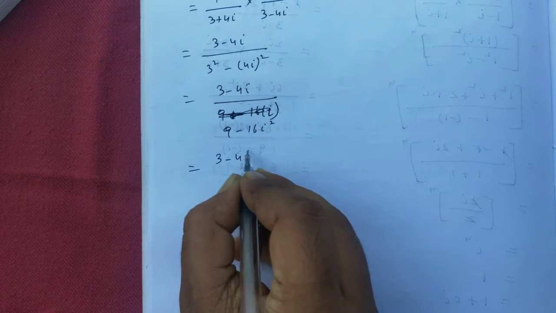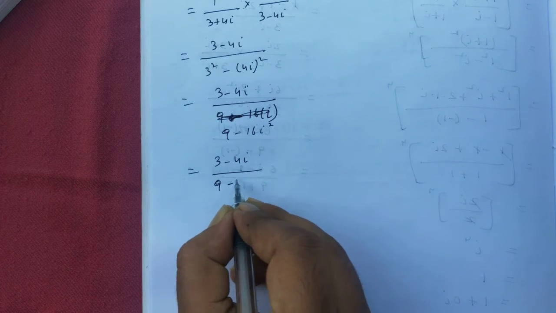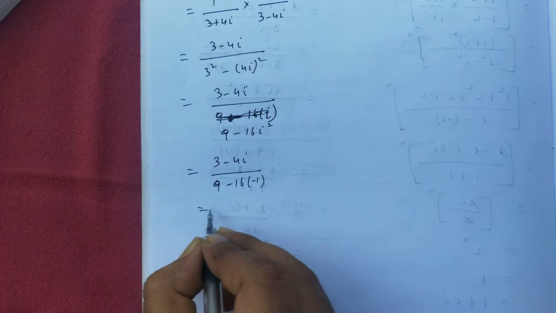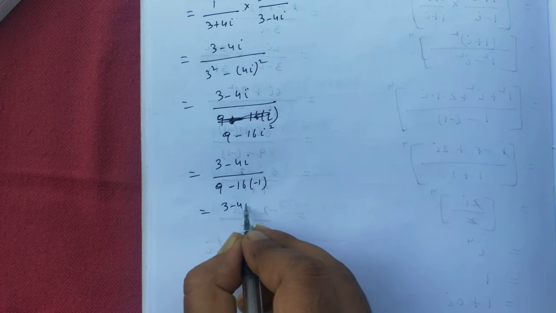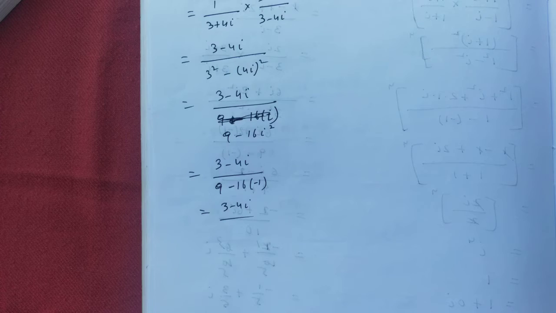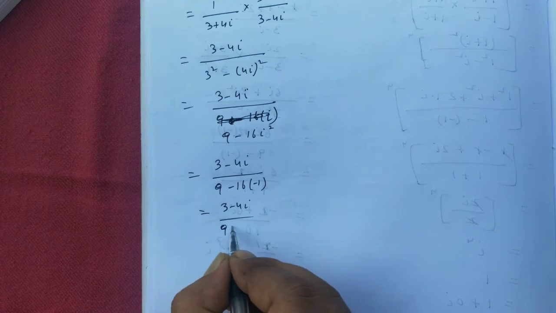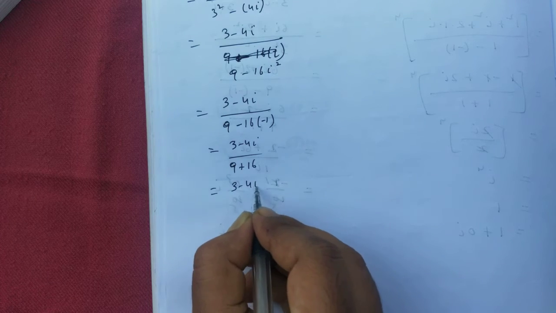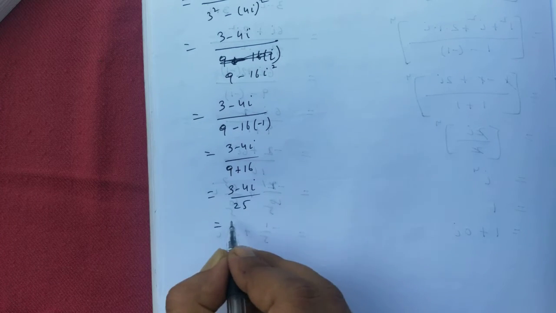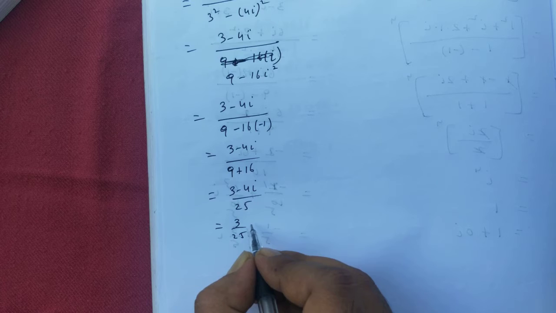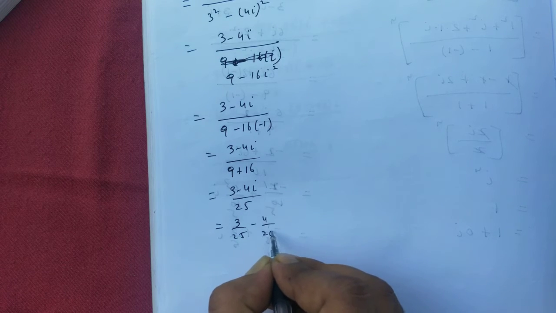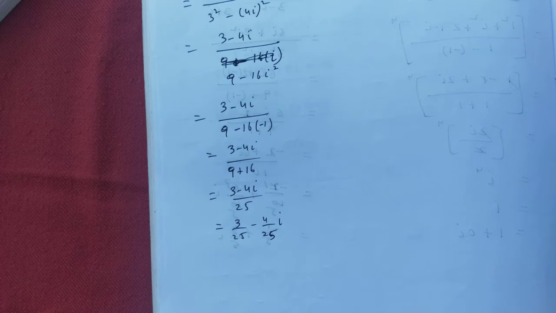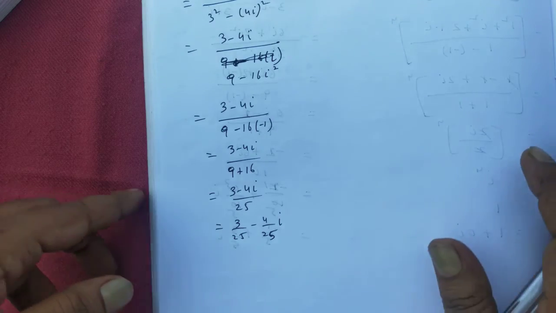3 minus 4i, 9 minus 16 i square is negative 1. 3 minus 4i, 9 plus 16, you will get 3 minus 4i by 25. So we can write 3 by 25 minus 4 by 25 i. Let's go to next question.